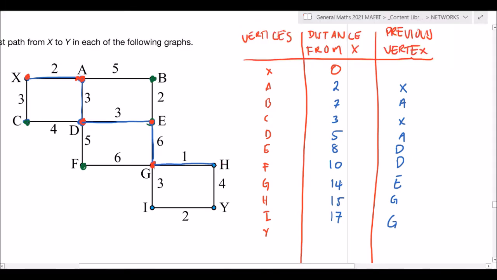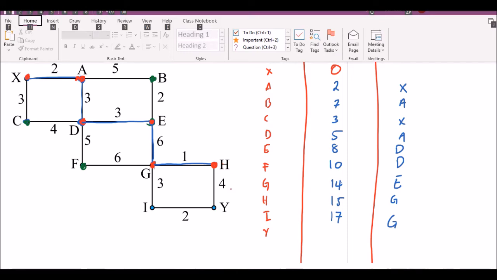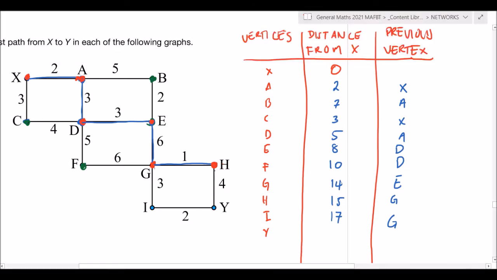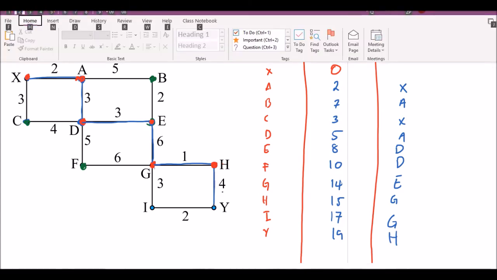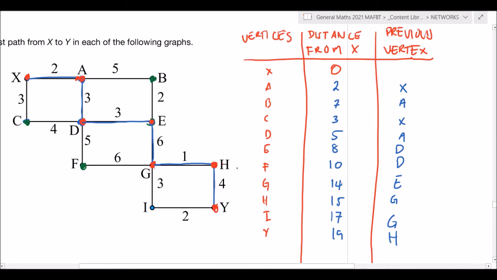Keep in mind that the shortest adjacent vertex or edge may not always be the shortest path. Okay, so just keep that in mind. Now, from H to Y, I can see that the shortest distance from H to Y, there's only one. We're at H at the moment, it's at 15. So if we add another 4, that'll be 19 from H. Okay, so that technically should be the shortest path that we found.